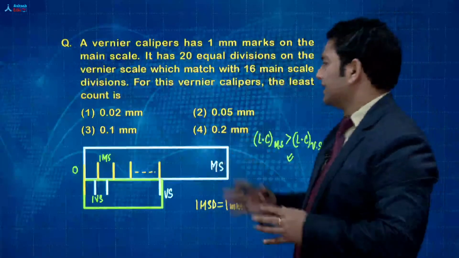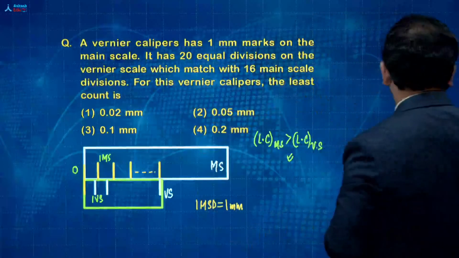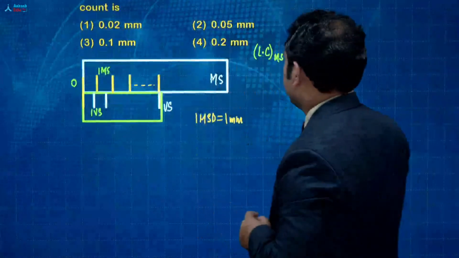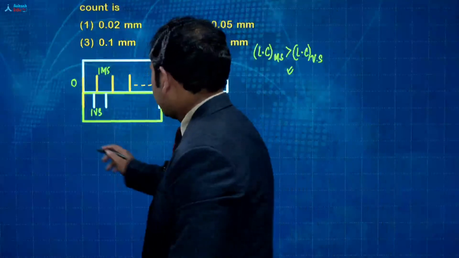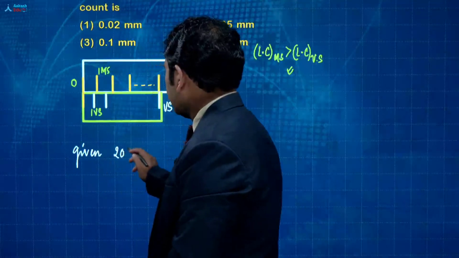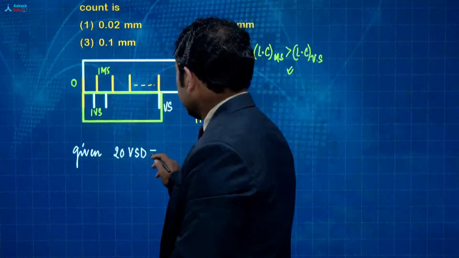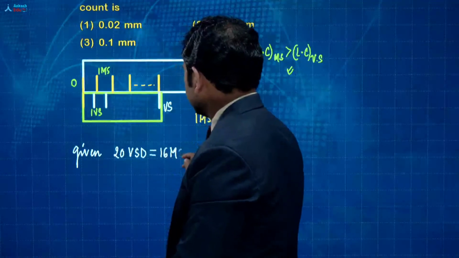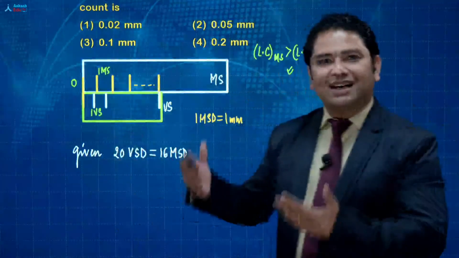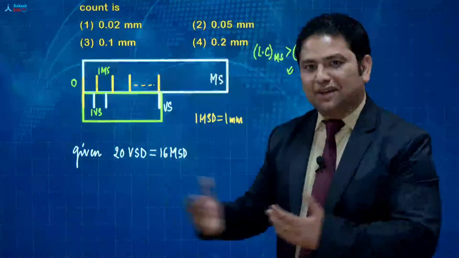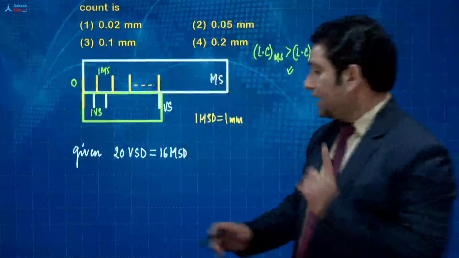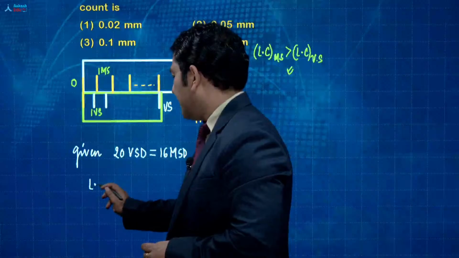Okay. Now let's see. For this vernier caliper, the least count is. Now the first and foremost thing is, you got to write one thing, that it is given. It is given that 20 vernier scale division is equal to 16 main scale division. Now, there is no point to doubt and suspect on this, क्योंकि ये condition दी गई है, that has been given, right? 20 vernier scale division is equals to 16 main scale division. And we got to calculate the value of least count.